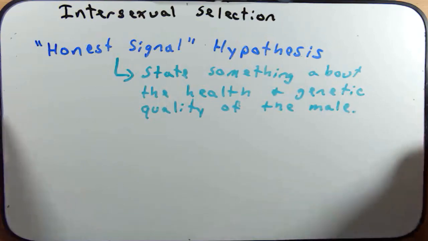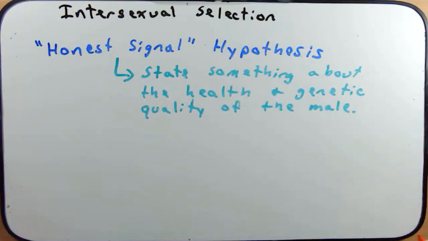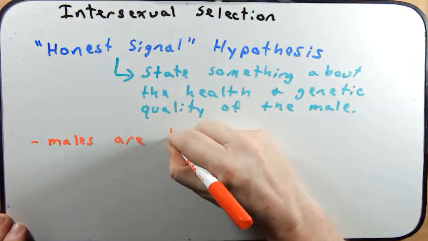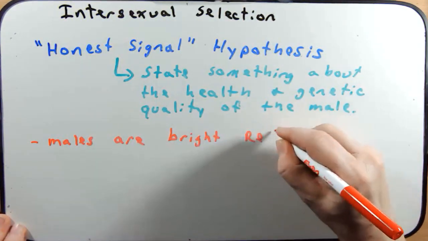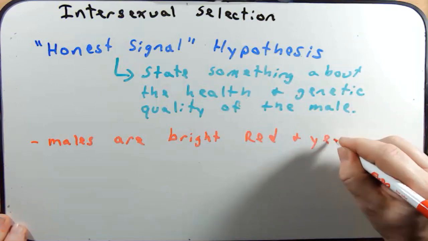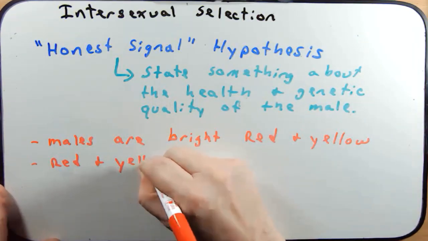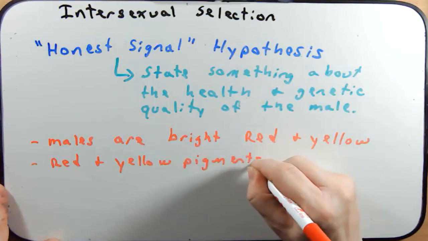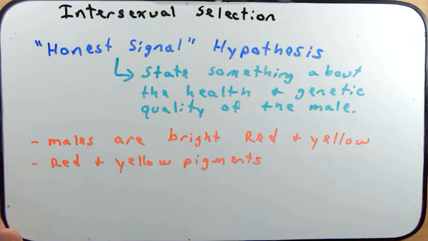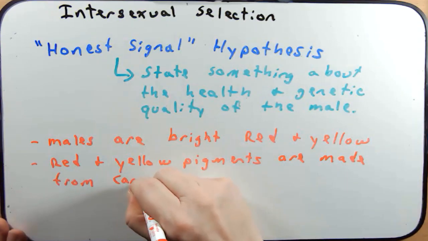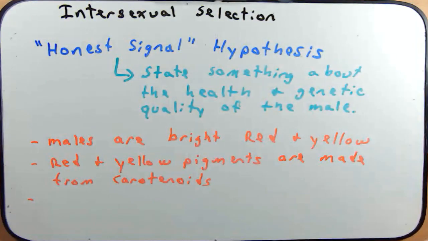Let me spend some time talking about an example that supports this hypothesis. In some bird populations, males are bright red and yellow. The red and yellow pigments that cause the red and yellow color are made from carotenoids. We know that carotenoids protect tissues and stimulate the immune system.